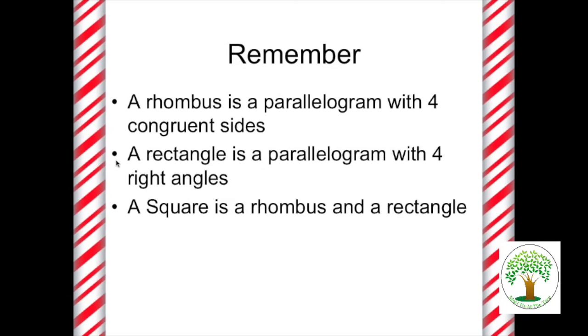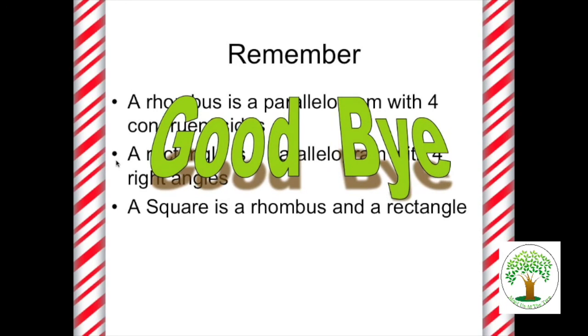And a square is a combination of a rhombus and a rectangle. So all properties of rectangles and rhombuses apply to squares. Are there any questions about this? All right, we're done with this.